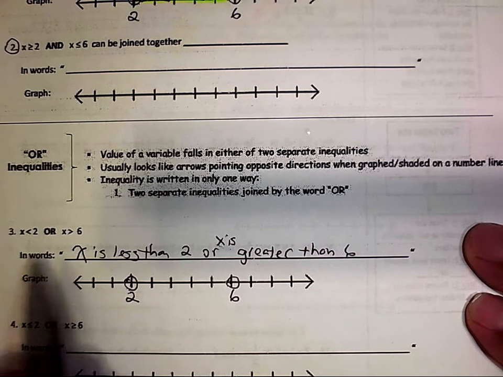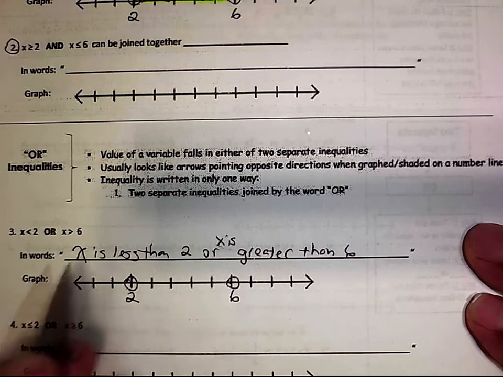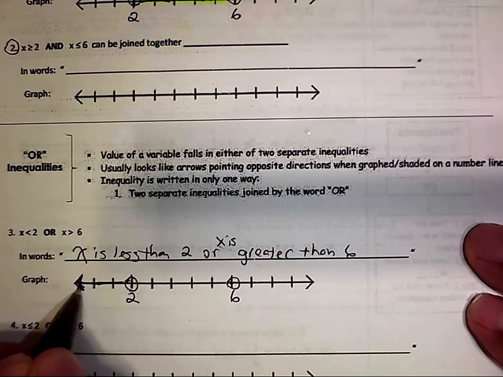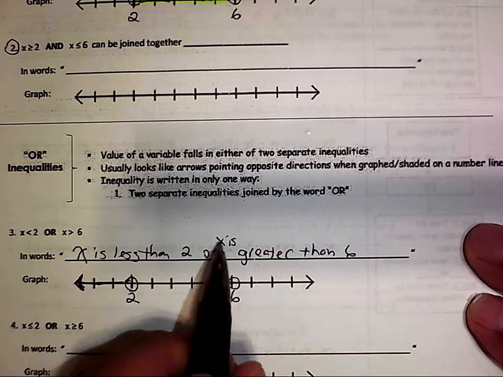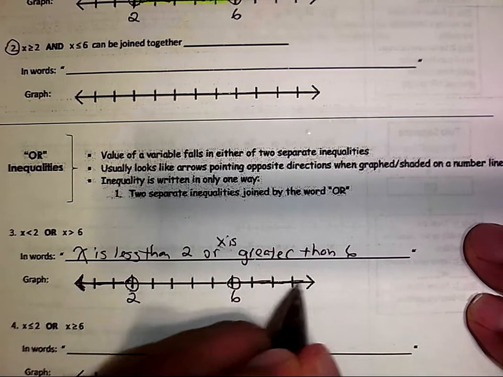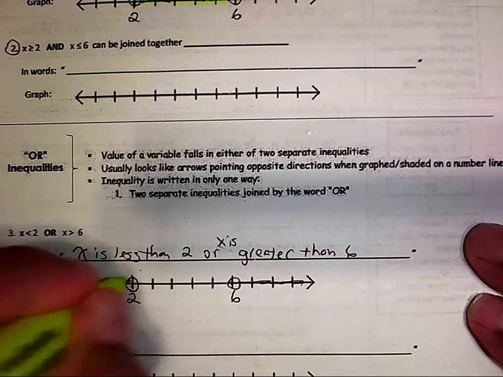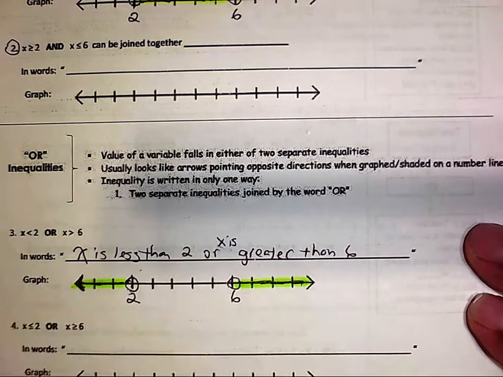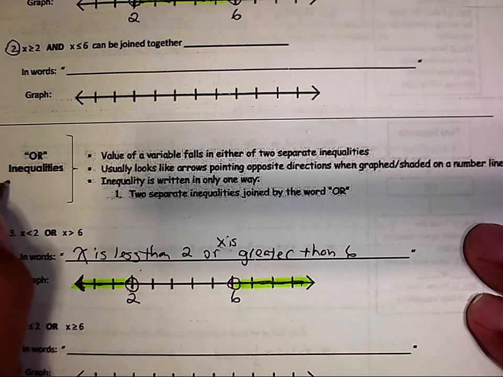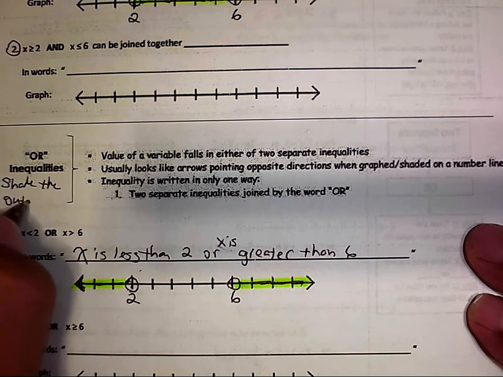But look at this. X is less than 2. Is everybody here less than 2? No, it's greater. So then you shade the opposite, on this side. What about 6? It says x is greater than 6. Is this greater than 6? No. Then you shade this side. I'm going to highlight it so you guys can see what I shaded. I shaded this side and I shaded this side. So now when it's "or," guys, just remember, for "or" you shade the outside.